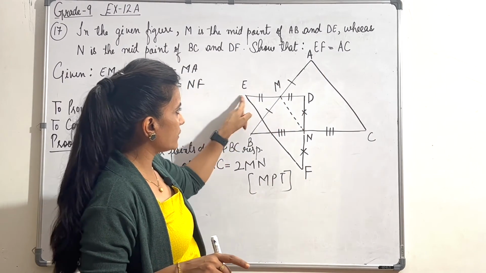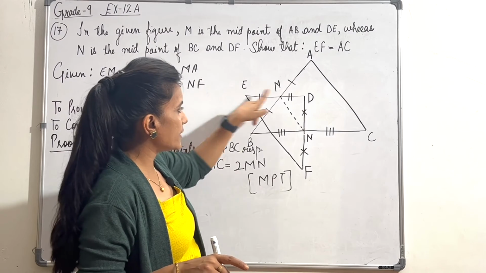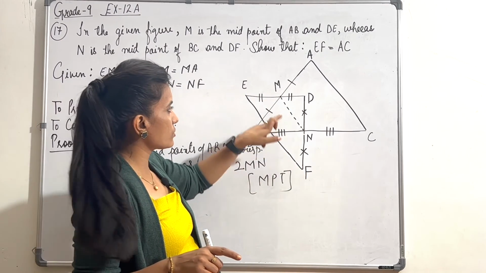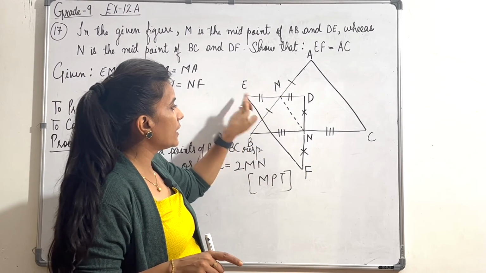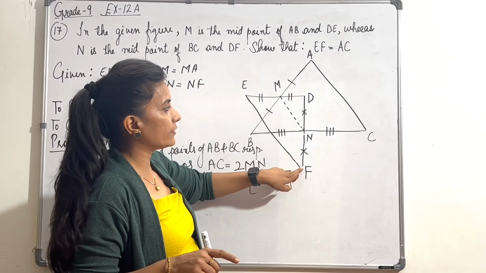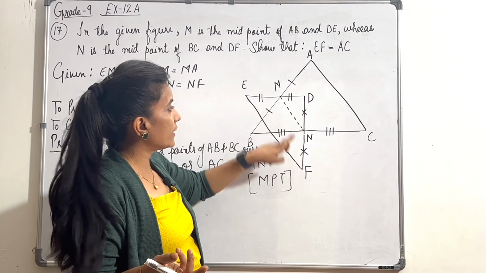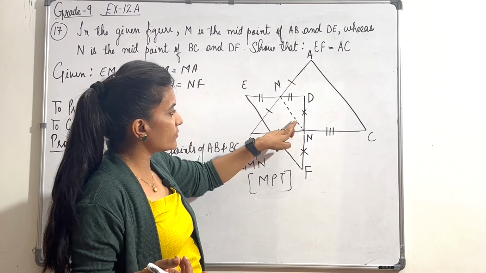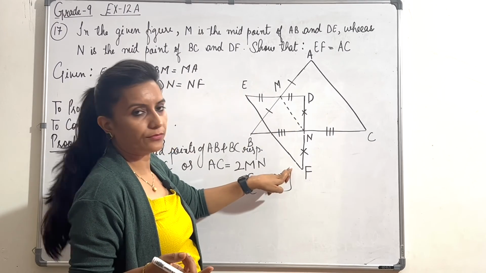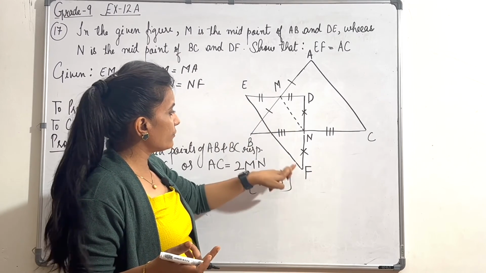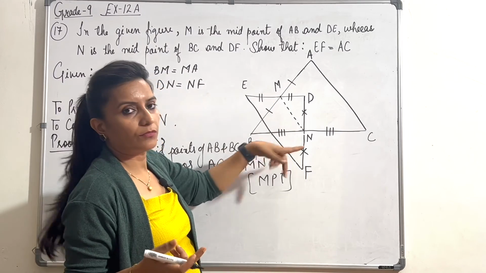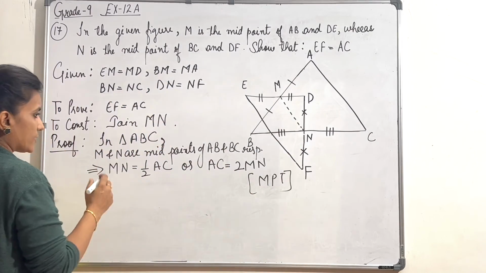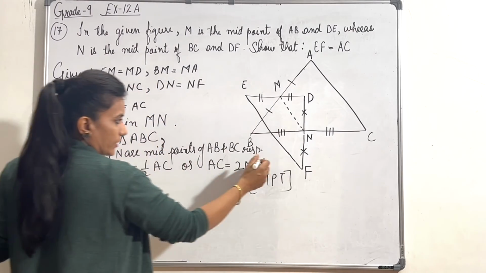Now, we will take the other triangle. In triangle EDF. In this triangle also, M is the midpoint of DE and N is the midpoint of DF. So again, we can conclude that the line joining the midpoints will be equal to half of EF, or EF will be equal to double of MN from the midpoint theorem. So let's write down this. This we can take it as 1.